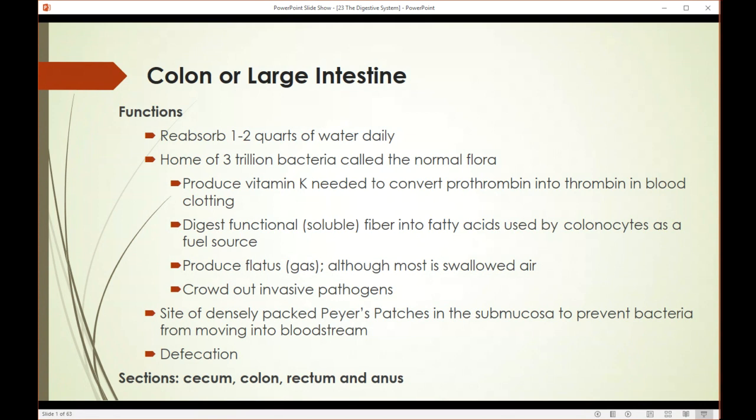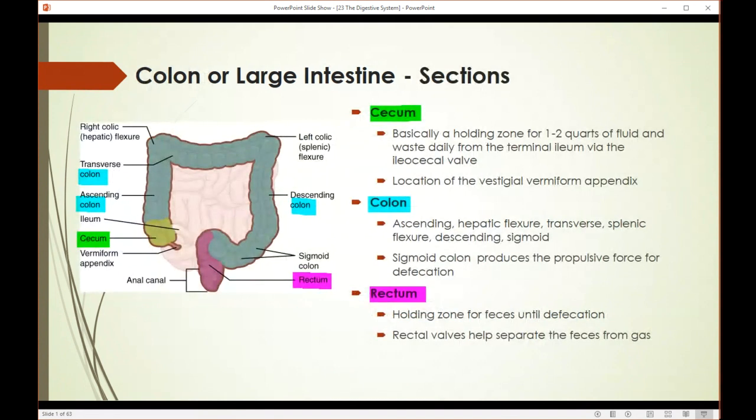And then we have defecation. There's different sections of our colon or our large intestines. We have our cecum, the colon, the rectum, and the anus. Okay, so the cecum is the first part here. There's the appendix right there. So the cecum is basically just a holding zone. Okay, it's also where we find the vestigial vermiform appendix.